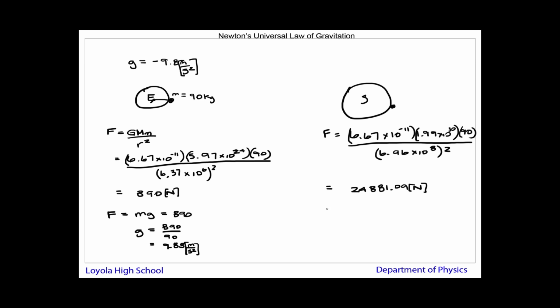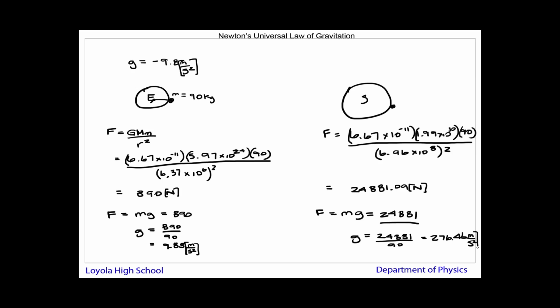So what would be the acceleration due to gravity on the surface of the sun, or near the surface of the sun? Well, again, it's mg, except that number is not 890, it's 24881. So the gravitational acceleration on the sun would be 24881 divided by the 90 kilogram mass, solving for g, which is 276.46 meters per second squared.